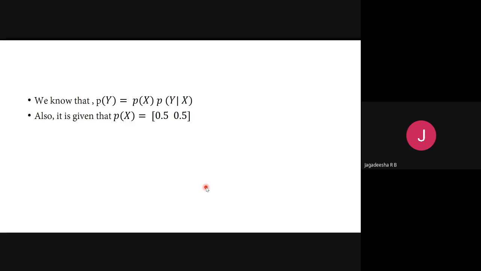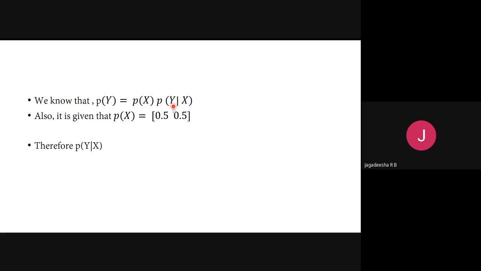So next, what do we need? We know something here. Probability of output is equal to probability of input multiplied by the conditional probability of the output. So this is the equation we have seen today, even earlier we have seen. So now probability of input, what is probability of input? That's equal to 0.5 and 0.5. This is given in the question that Px1, Px2 are 0.5. So from that we can pick these values.